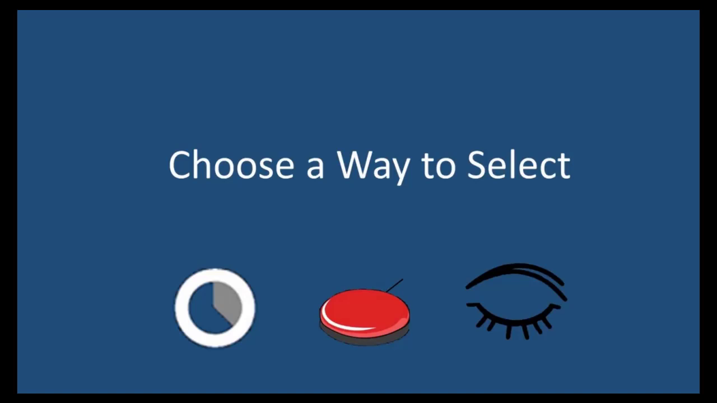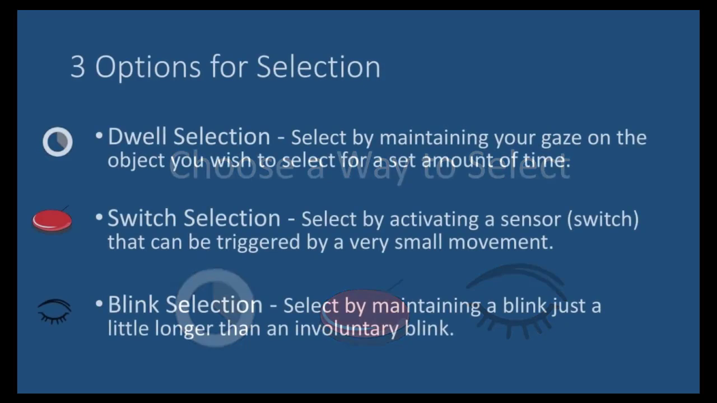Step 5. Choose a way to select items. Eye tracking is akin to moving a mouse and enables you to target items. With a mouse, you click in order to select items you have targeted. You will need to choose how to select the items you target with eye tracking too. 3 options are available: Dwell Select, Switch Select, or Blink Select.